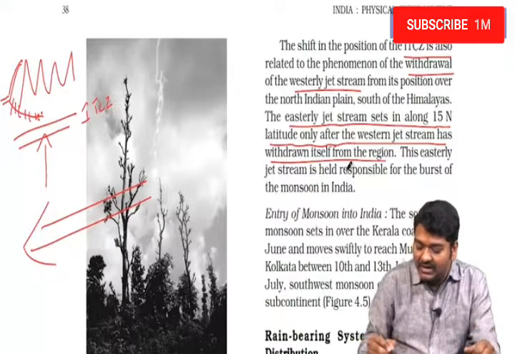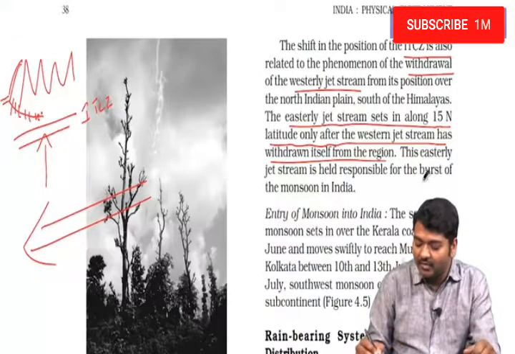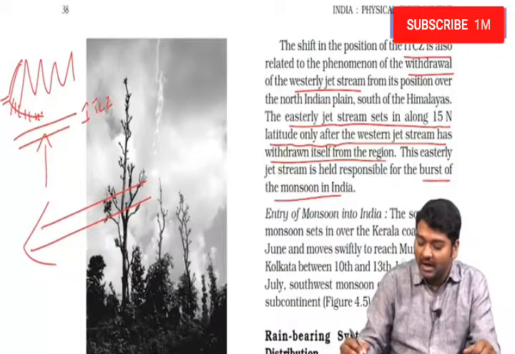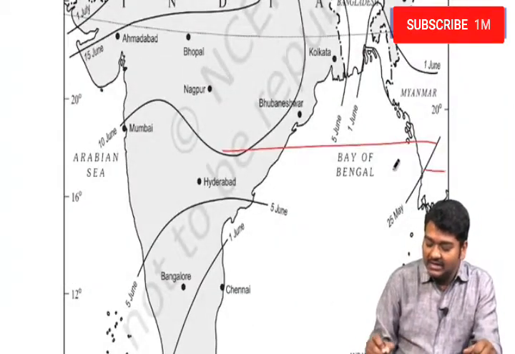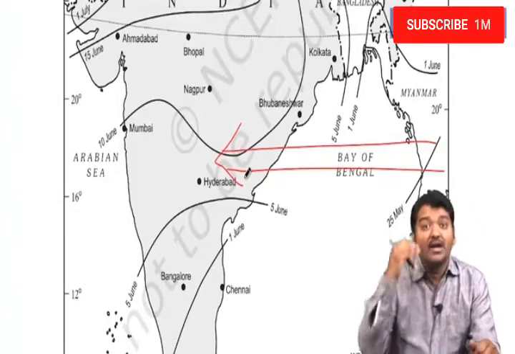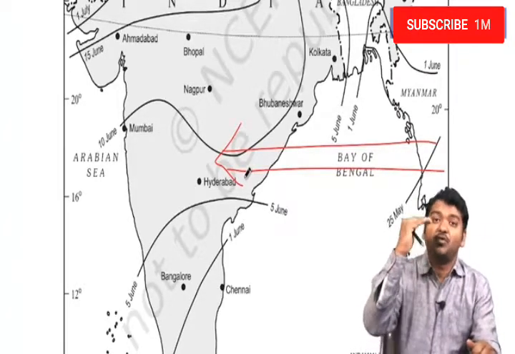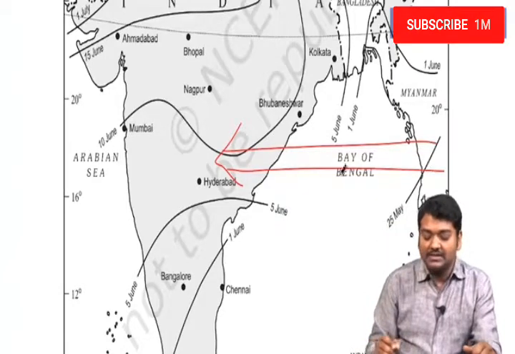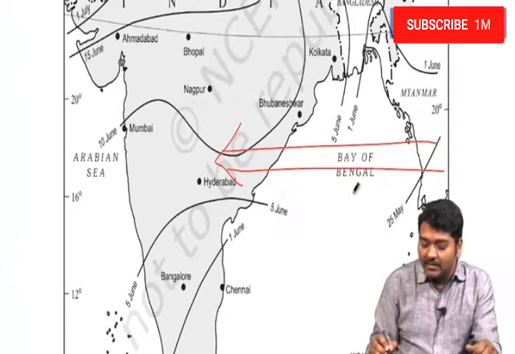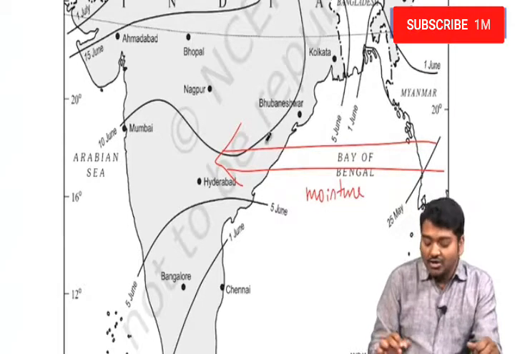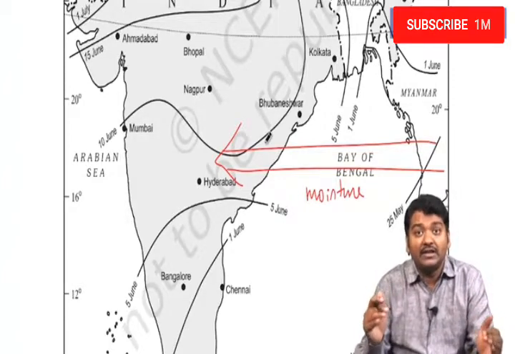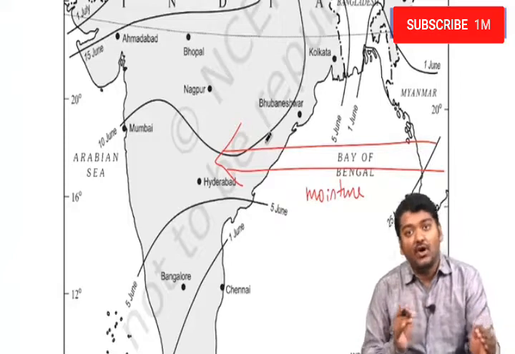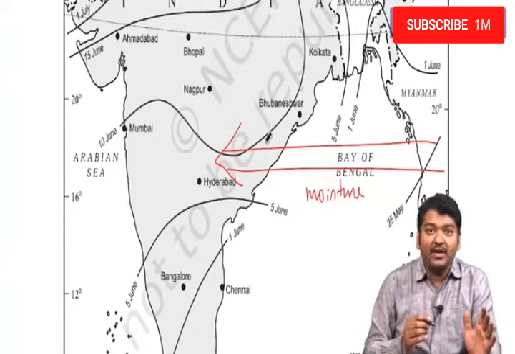This easterly jet stream is responsible for the burst of the monsoon in India. What is the meaning of this? What I mean to say is, when the easterly jet stream comes, two things are happening. The westerly jet stream is actually moving above, and at the same time the easterly is coming. So the easterly will bring moisture-laden winds to India, and this gives heavy rainfall. And heavy rainfall is actually called the burst of the monsoon, right? This is very, very important for us.